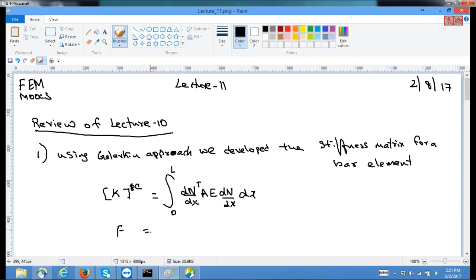And F constitutes F naught, which is the point loads, and the integral of N transpose P dx. This is from the distributed body load, and this is for the concentrated load.